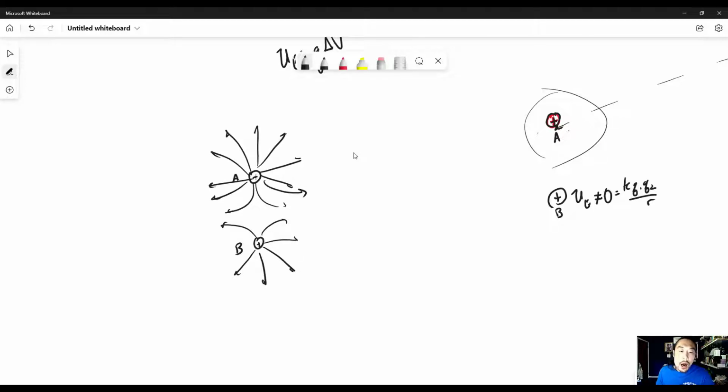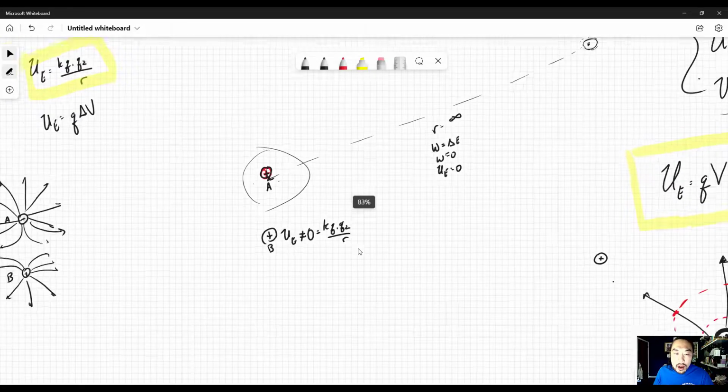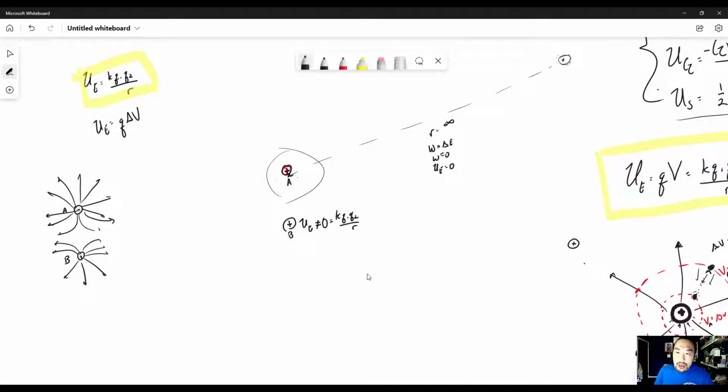Now, this idea is important because what we're about to do is bring a third charge in from an infinite distance away. Let's say we have a third charge that's an infinite distance away. Let's say it's right here. Let's call this charge C, and we want to bring charge C right here to location C so that we can place a charge right there.